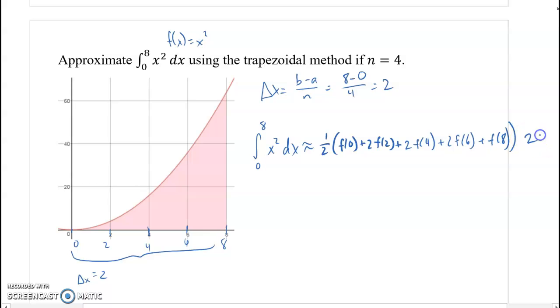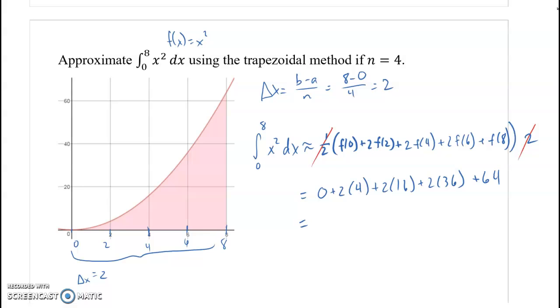Okay? So this one works out pretty nicely because the 1/2 and the 2 cancel each other out. So we've got f of 0 is 0 plus 2 times f of 2 plus 2 times f of 4 plus 2 times f of 6 plus only 1 f of 8. And then we can add these up, which I believe is 176. So again, this would be the approximation of the area under the curve using the trapezoidal method and 4 equally spaced trapezoids.